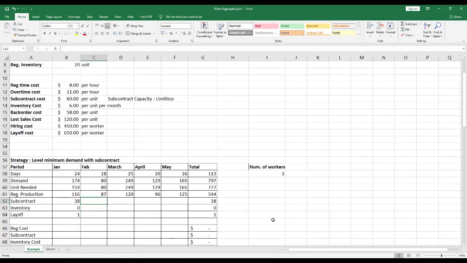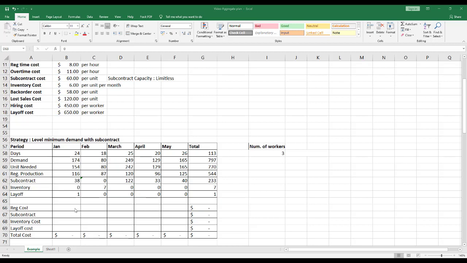Okay, for February there is inventory because the regular production is larger than units needed, but we don't need to do the subcontract, and the layoff only happened in January. And then for March there's a need for subcontract, and April and May also need subcontract. So if we go for subcontract, there is no inventory in the current month.